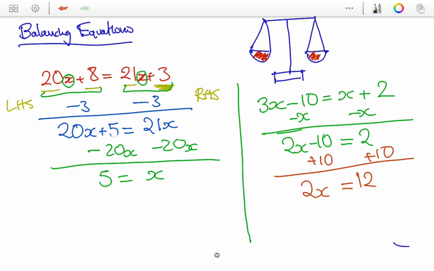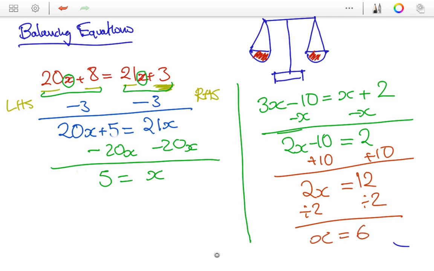Now, if 2 something is equal to 12, I want to find out what one of them is. Here, I'm always going to use the coefficient, the value next to a variable, and I'm going to divide that out. So I'm going to divide this side by 2. Got 2 somethings, I want to find out what one is. Divide by 2, giving me x is equal to 6.